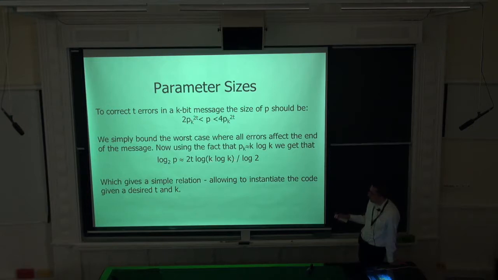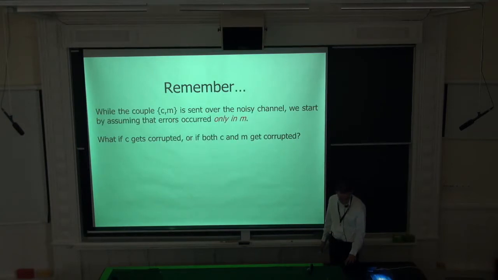So you get 10 to the 7 times log of 10 to the 7, plug a log here, times 2 times 17, divided by log of 2, and it gives you the size of P that you need to have. Okay? So if you impose on me a medium of size K bits, and you want to secure it against T errors, I will be able to compute the P that stems from it.